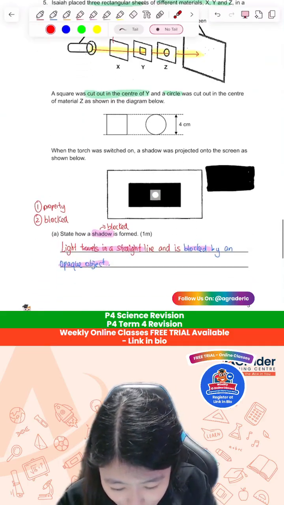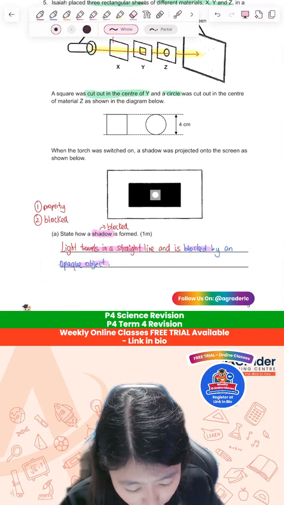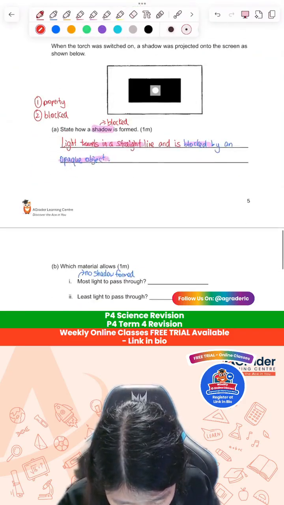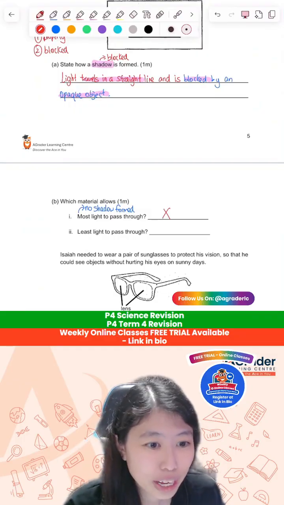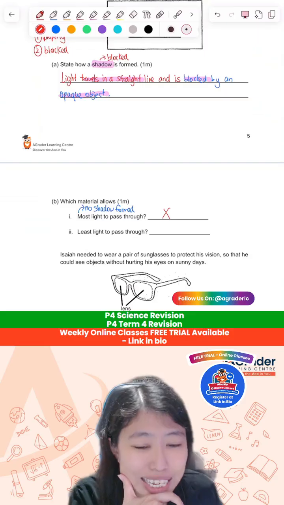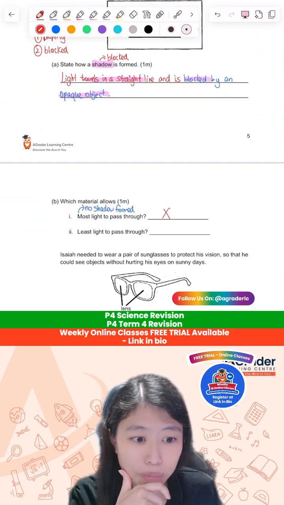Okay, so I erase the other one on the right, otherwise now you'll get confused. So X allows most light to pass through. Most of you got it correct. Okay, very good. Then what about least light to pass through? Least light to pass through means what?